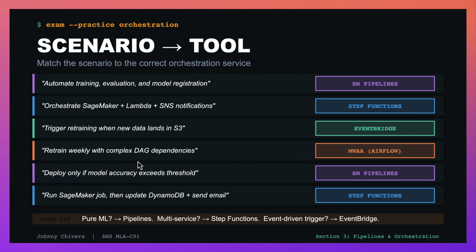And then for the exam, you need to be able to map the scenario to the tool. So that's really important. Automate training, evaluation, and model registration: SageMaker Pipelines. Orchestrate SageMaker, Lambda and SNS notifications: Step Functions, because you're multi-service. Trigger retraining when new data lands in S3: EventBridge. Training weekly data with complex DAG dependencies, then you're going to need to use MWAA, Managed Workflows for Apache Airflow. Deploy only if model accuracy exceeds a threshold, then you're in SageMaker Pipelines. Run SageMaker job, then update DynamoDB, then send email: multi-steps, cross-service, Step Functions. Pure ML, Pipelines; multi-service, Step Functions; event-driven trigger, EventBridge.